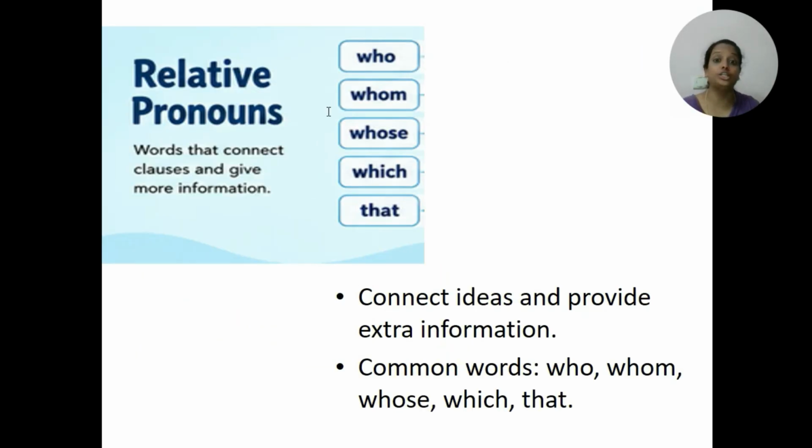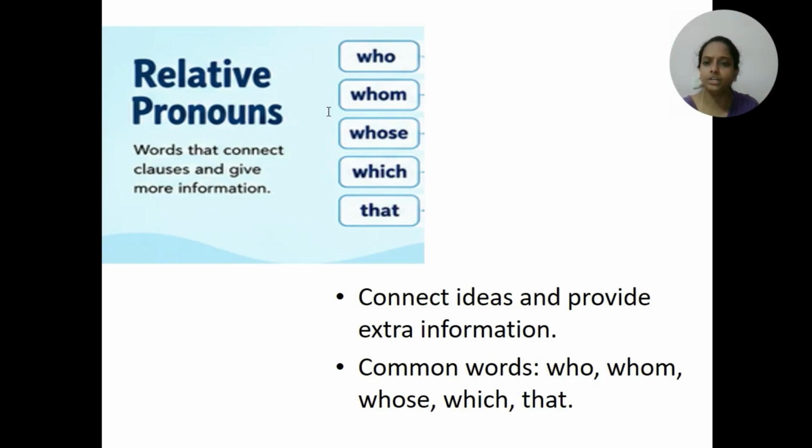Now let's move on to relative pronouns. Sometimes we want to connect two ideas. So instead of saying, the girl is my cousin, she won the prize, we can combine them. The girl who won the prize is my cousin. The word who joins the ideas together. That's a relative pronoun. So, relative pronouns connect one part of a sentence to another while giving extra information.